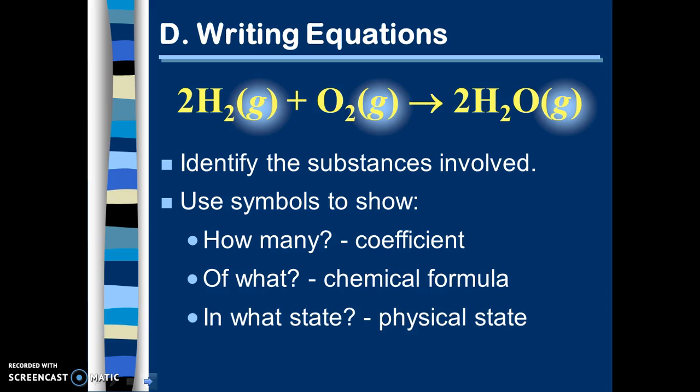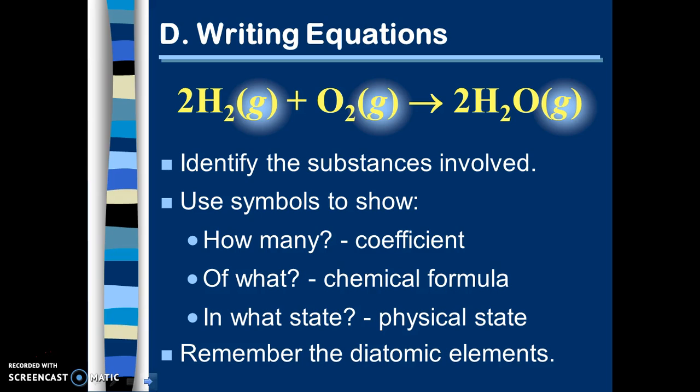And then thirdly, it tells us in what state it is. So if we look at this whole equation, it tells us that we need 2 gaseous hydrogen molecules to react with 1 gaseous oxygen molecule to produce 2 gaseous water molecules. It tells us what we have, tells us how many of each that we have, and then also tells us in what state of matter that substance is in. All this information just in that equation. And every equation that you write should have all 3 of these components written down correctly.